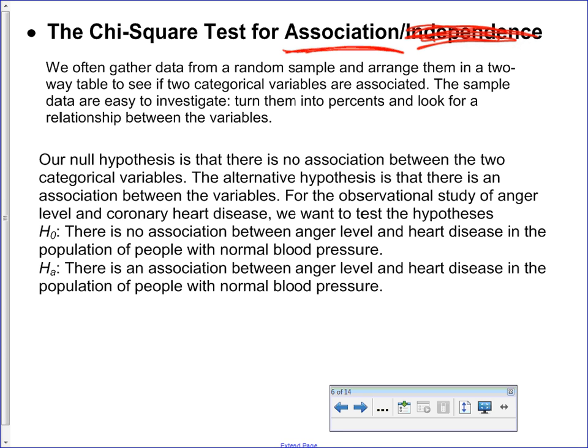So we often gather data from a random sample, so this is what we're talking about. Our null hypothesis is that there is no association, there's no linkage at all between anger level and heart disease in a population of people with normal blood pressure. The alternative hypothesis is that there is an association, there is some kind of linkage between them. And you'll hear about this all the time in the news. It's reported that there's a link between blank and blank. And what they're doing is they're doing this test. And we'll talk about what linkage means a little bit later.